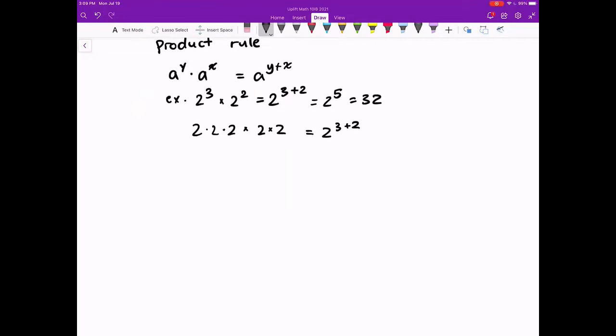There are some limitations to this rule, which is that the base has to be the same. So if we had something like 2 squared multiplied by 3 squared multiplied by 2 squared, that wouldn't be possible with this rule because the base is different. One of them is 3 and the other is 2.